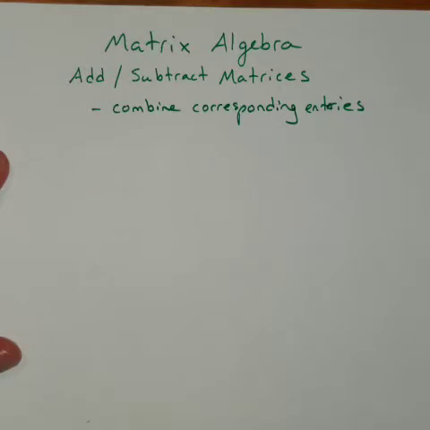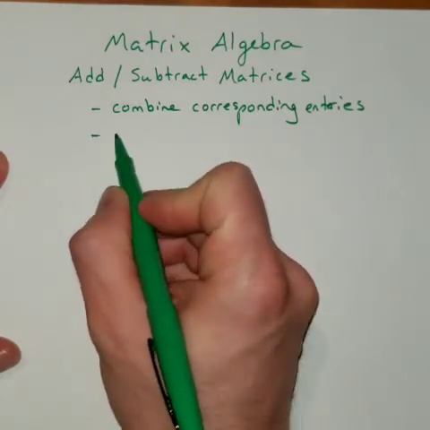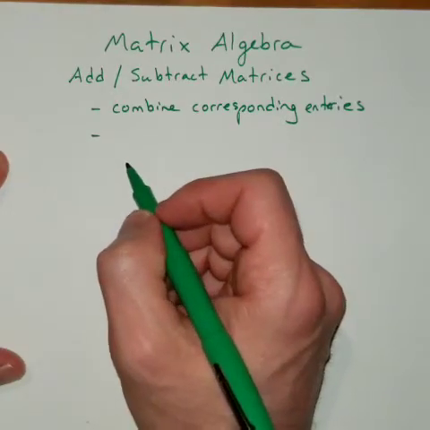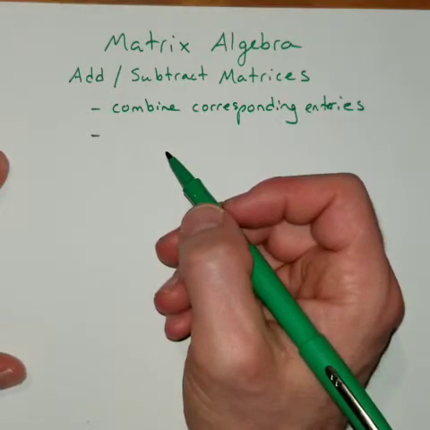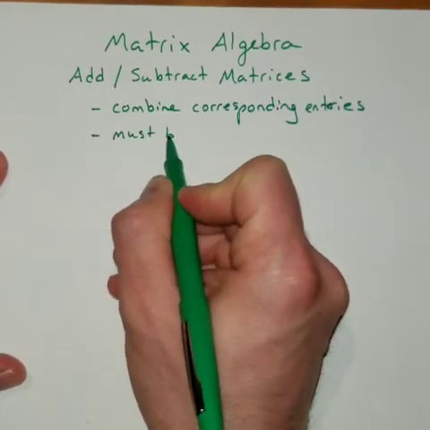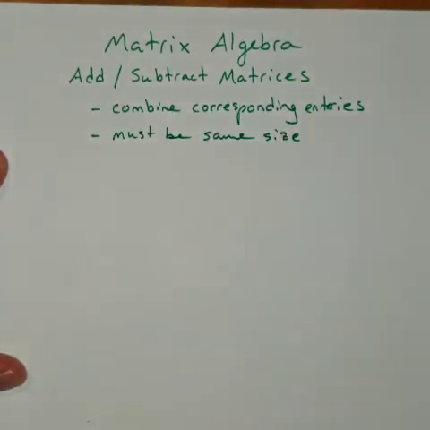Okay. All that means is that when you add two matrices together, you add the first entries together, then you add the second entries together, and so forth. One of the conditions that follows from this is that the matrices must have the same size. If they don't have the same size, then there's going to be some entries in one that don't have a corresponding entry in the other. So, they must be the same size.